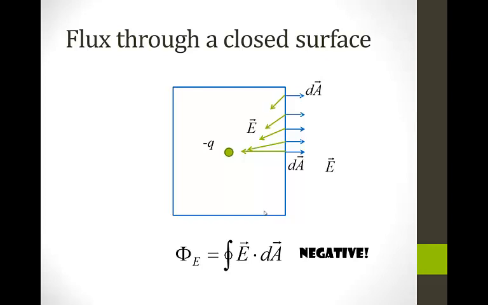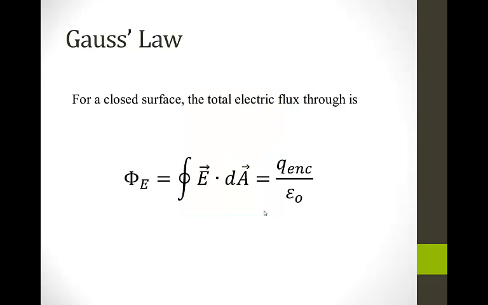Now calculating the flux is quite a difficult task, as we said before, because the electric field changes direction and changes magnitude. So we have Gauss' law. Gauss' law tells you that for a closed surface the total electric flux through this surface is equal to the charge enclosed, inside, over epsilon naught. That is, the sum of the charges inside over epsilon naught.